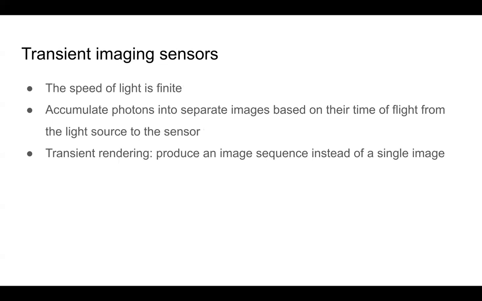So unlike conventional sensors, transient sensors take advantage of the fact that the speed of light is finite, and they accumulate photons into separate images based on their time of flight from the light source to the sensor. We can simulate this type of sensor using transient rendering, which will produce an image sequence instead of a single image.